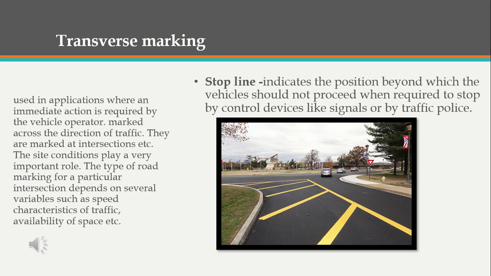It indicates the position beyond which the vehicle should not proceed when required to stop by control devices like signals or by traffic rules. Warning: if you pull out at the wrong time, you could cause an accident, even making a driver slow down, or you could fail your driving test. Failure to stop at a stop line will result in you failing your driving test.